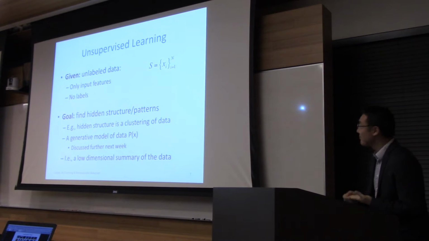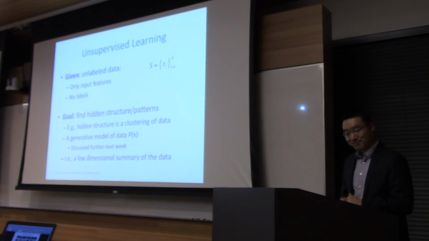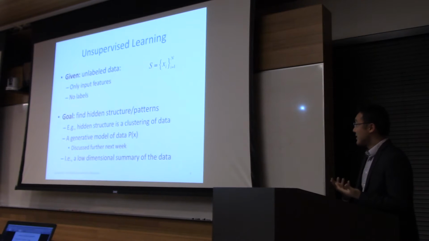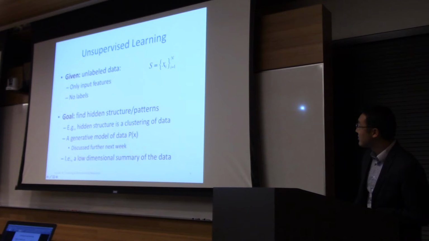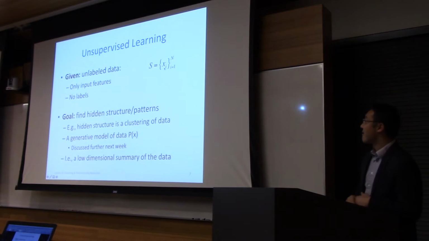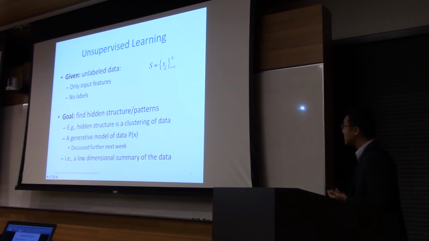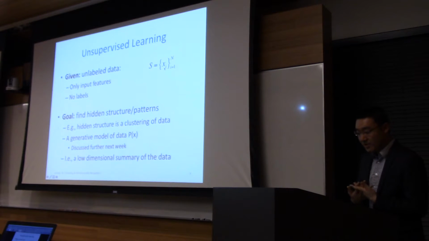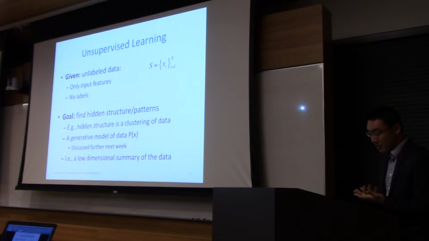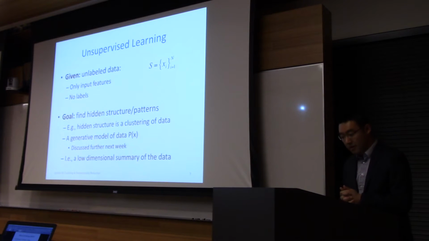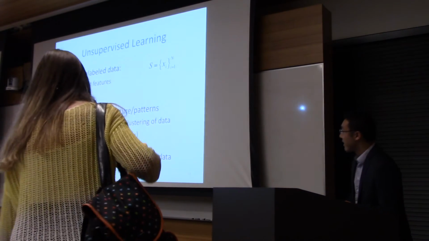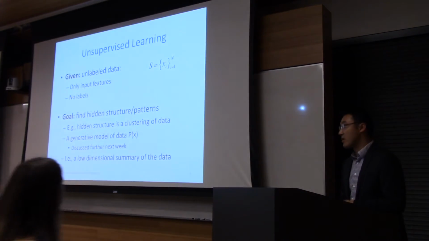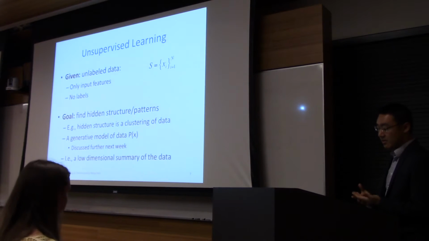So unsupervised learning, just to talk about it a little bit more formally, is we're given an unlabeled data set. So here our data set S, before it used to be an XY pair. Now it's just a single X. So there are no labels, only input features. And the goal is to find some sort of hidden structure in the data, because we're not trying to predict some target label. This is somehow the only thing that we can do. And the hidden structure in the case that we've been talking about first is a clustering of the data.